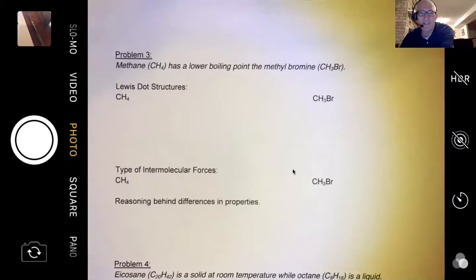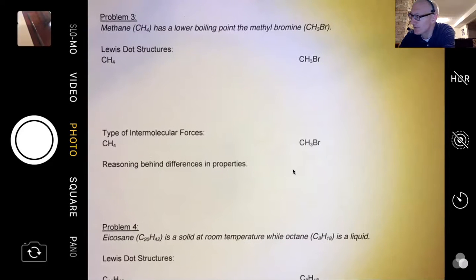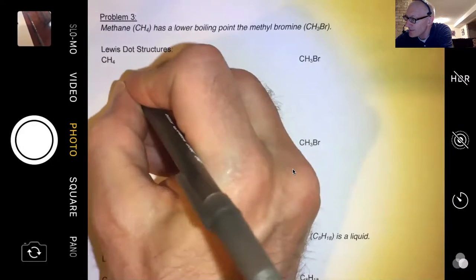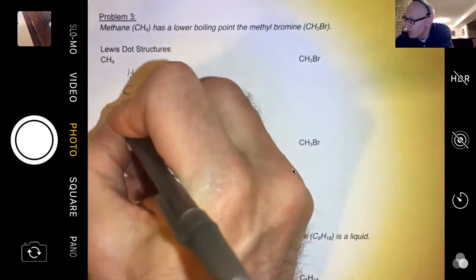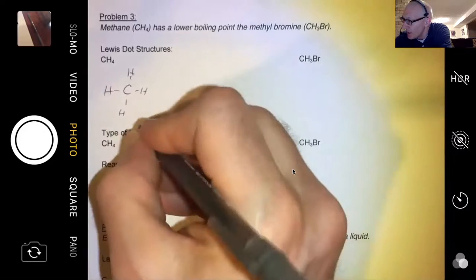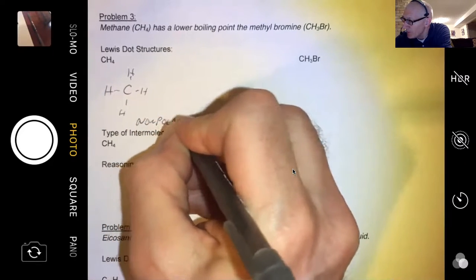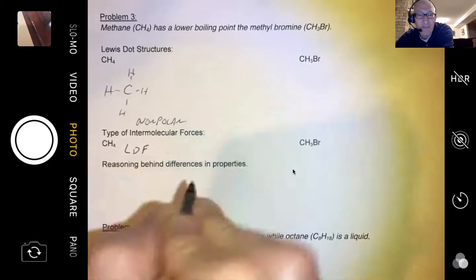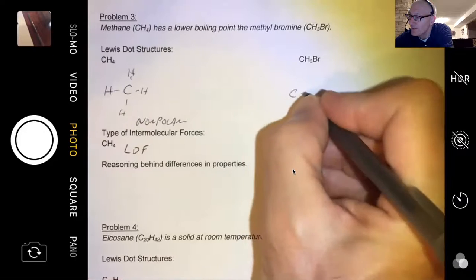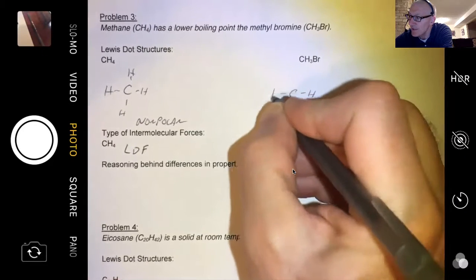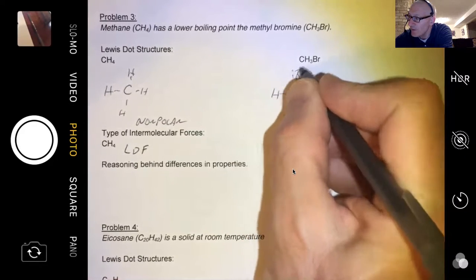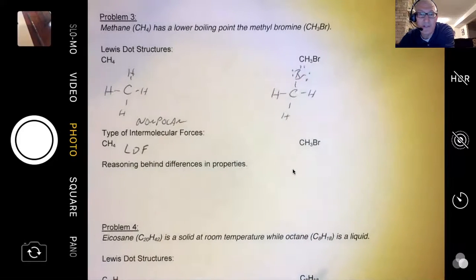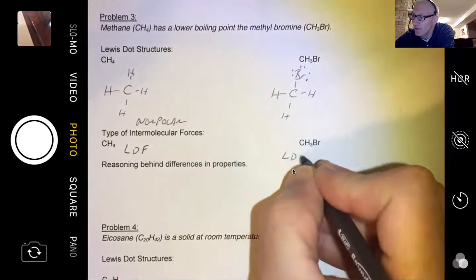Number 3. All right, let's look at this and draw again. The Lewis dot structures are the key. And so we go in, we've got CH4, which we already drew, and which we already know is going to be non-polar. And so we already know that it is going to be just LDF. CH3Br, all right, C, H, H, H, and then we throw a Br on here. And I can tell you from having done this a while, the electron count is all good. Now, we're going to have LDFs because there are electrons.